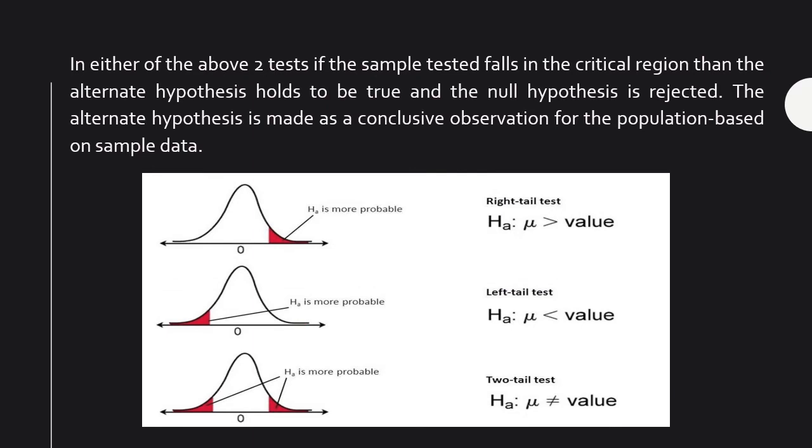In a right tail test, this is our critical region, and it lies on the right side of the mean. Whereas in a left tail test, the critical region lies on the left side of the mean. This is your mean. On similar lines, in the two tail test, the HA, that is your alternate hypothesis, lies in the critical region on both sides of the mean, on the left side as well as on the right side.